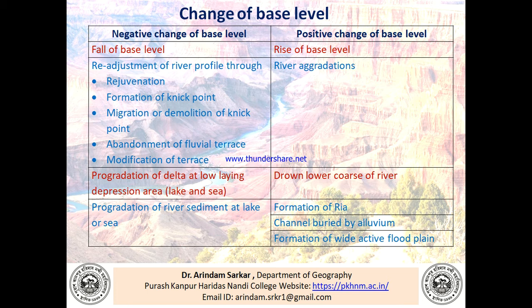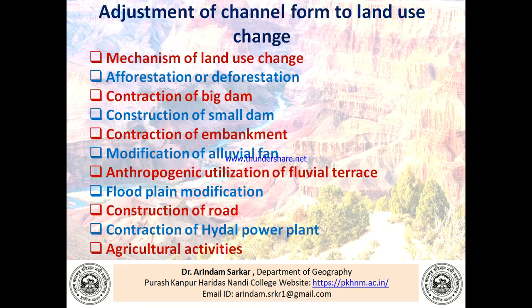Now the positive change of base level, that is the rise of base level. That is associated with river aggradation and drowned lower course of the river. The ria has been formed due to the positive change of base level or rise of base level. It can bury the channel by alluvium deposition, and it can form a wide active floodplain.